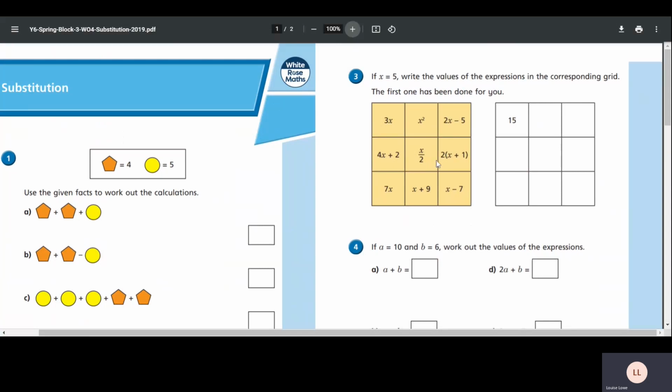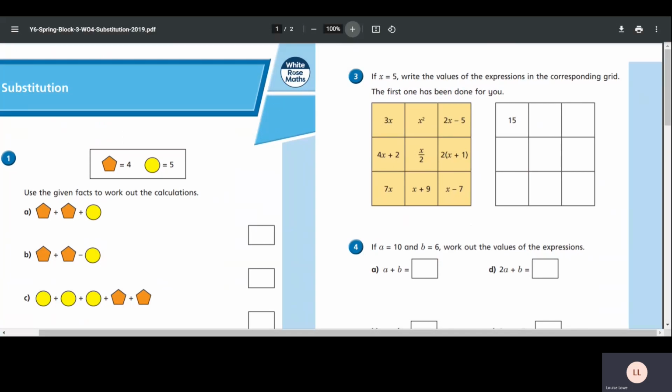So let's go to the one directly underneath. If there are brackets in your expression, that means that you've got to work out that part first before you do the rest of it. So you've got to work out here x plus 1. Well, you know x is 5, so it's 5 plus 1. So write down 6. And then your 2 is directly next to that expression. So you are going to then multiply whatever you've got in your brackets by 2.